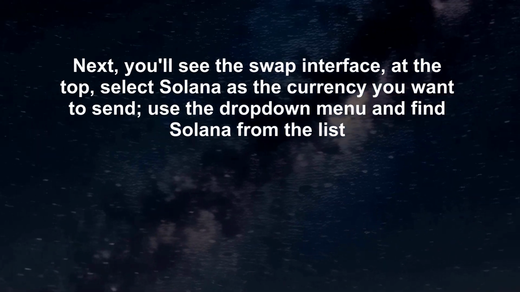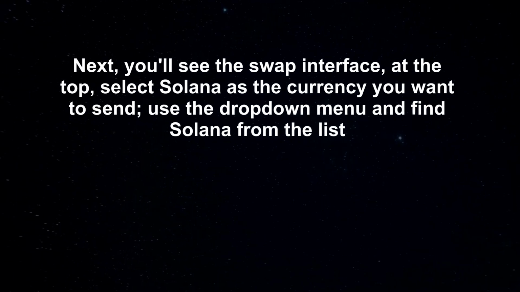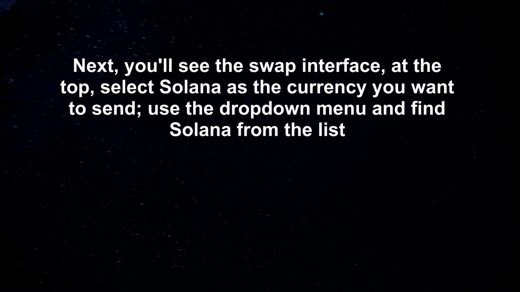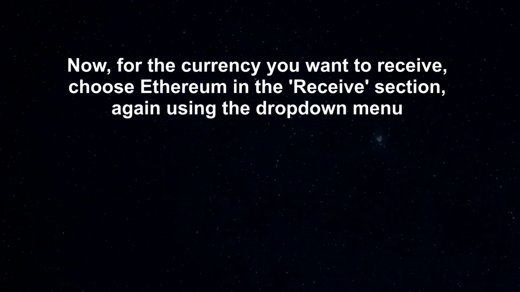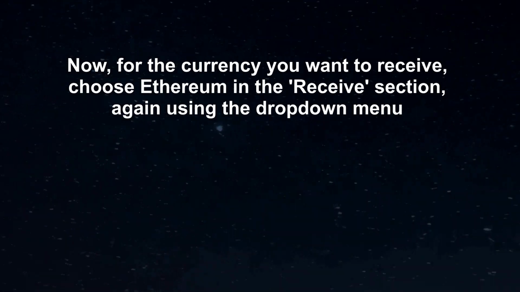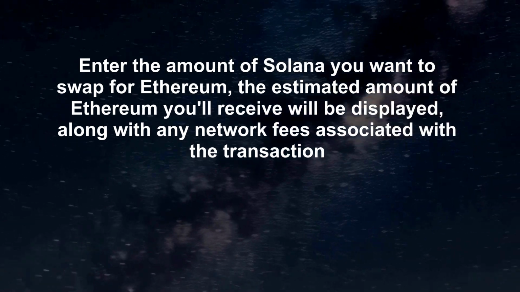At the top, select Solana as the currency you want to send. Use the drop-down menu and find Solana from the list. Now, for the currency you want to receive, choose Ethereum in the Receive section. Again, using the drop-down menu. Enter the amount of Solana you want to swap for Ethereum.